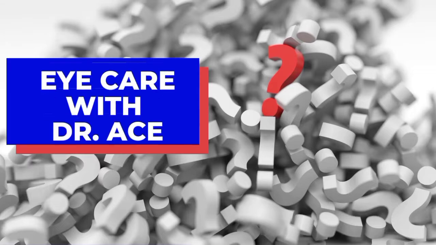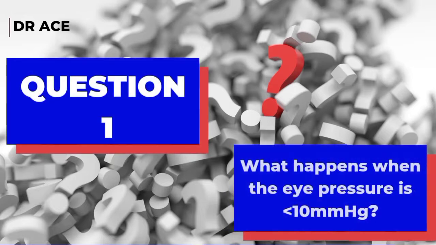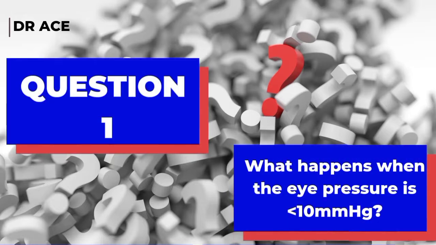So last week we had two questions that were asked from the video that was released. Question one says, what happens when the eye pressure is less than 10 millimeter mercury? So basically we talked about the fact that the normal pressure is 10 to 21, right? So let's talk about ocular hypotony.